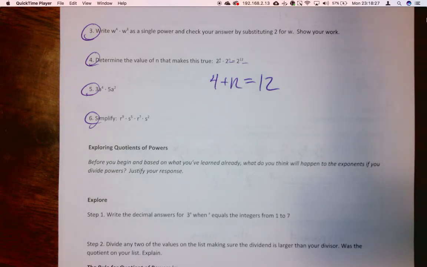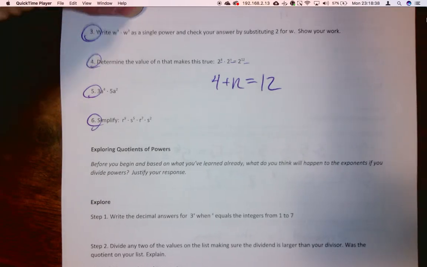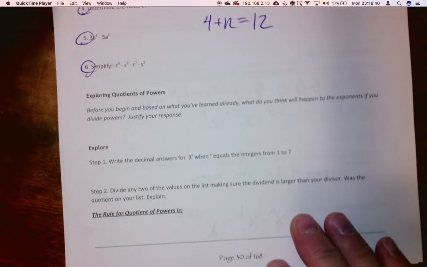Before you begin, and based on what you've learned already, what do you think will happen to the exponents if you divide powers, and justify your response? So for step 1, write the decimal answers for 3 to the x when x equals integers from 1 to 7. Let's do this.